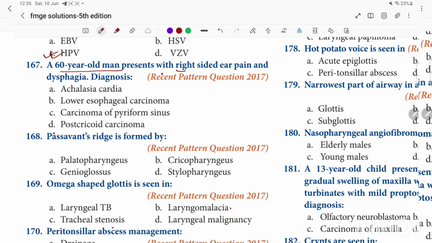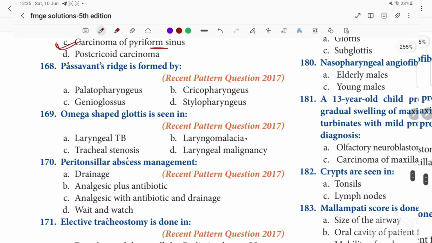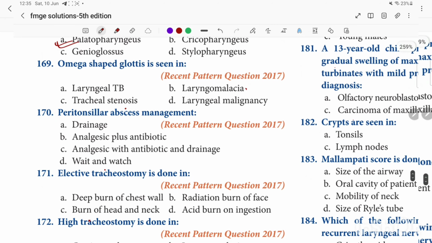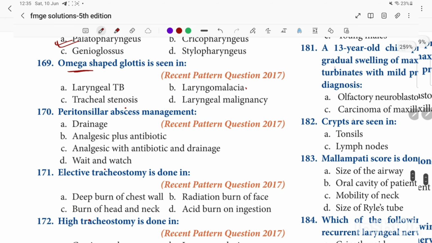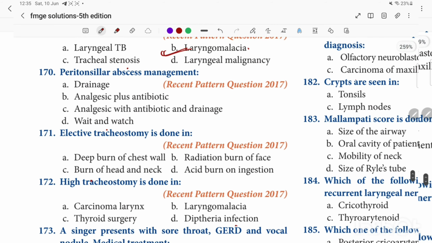A 60-year-old man presents with right side ear pain and dysphagia. Ear pain and dysphagia in old age, we think the diagnosis is carcinoma of pyriform sinus. Passavant ridge is formed by the palatopharyngeus. Omega-shaped epiglottis is seen in laryngomalacia. So the answer is laryngomalacia.